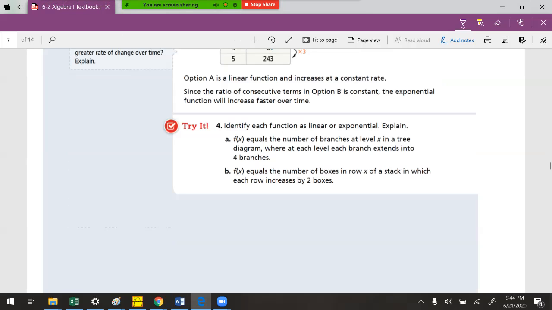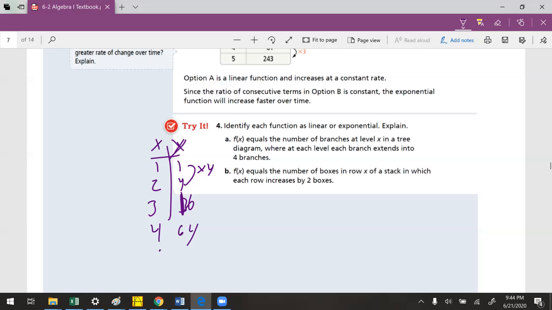Here we go. Identify each function as linear or exponential. f(x) equals the number of branches at level x in a tree where each branch extends into 4 branches. So I go from 1 to 4, but I'm multiplying by 4. That means it's going to be 16, then 64, and then 256. So that's going to be exponential. This one here, each row increases by 2 boxes. You're adding 2, so this is going to be linear. You're identifying which one is which.